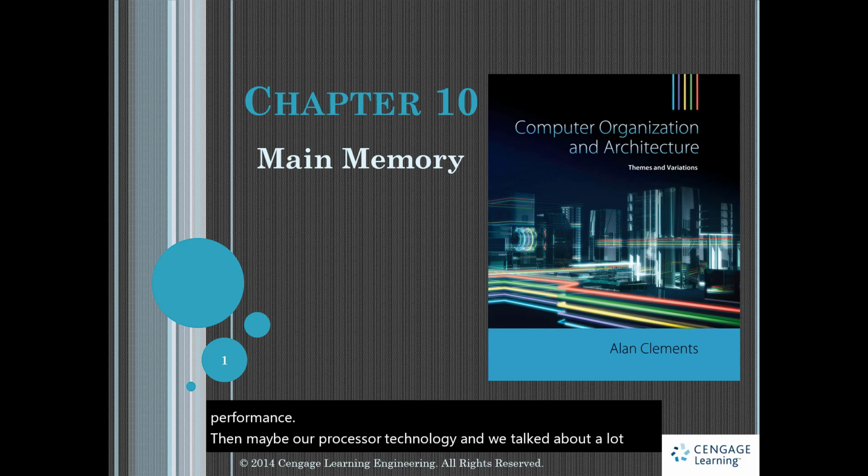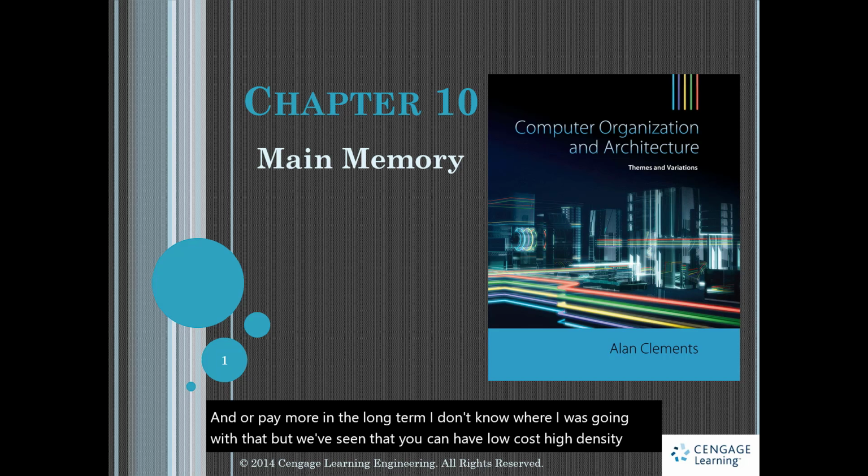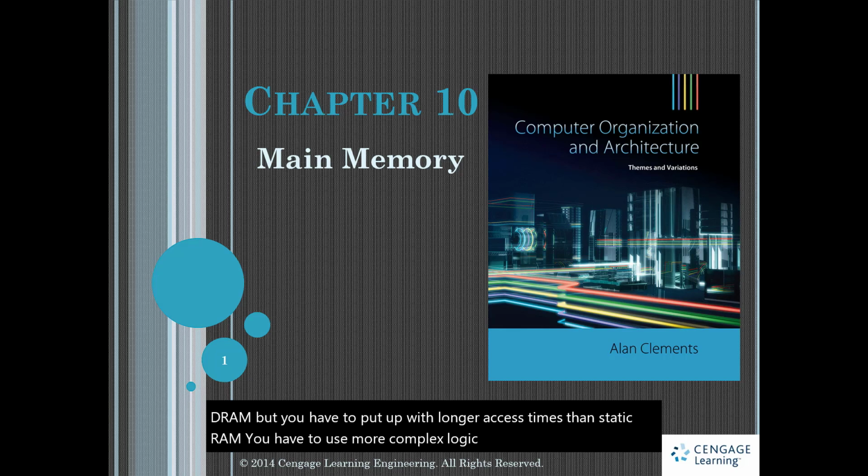We've discovered you can have non-volatile memory that retains its data when you switch the computer off, but you have to pay more in the long term. We've seen that you can have low-cost, high-density DRAM, but you have to put up with longer access times than static RAM, and you have to use more complex logic to control it. Static RAM is fast and easy to use. It's more expensive and less dense than DRAM, right?